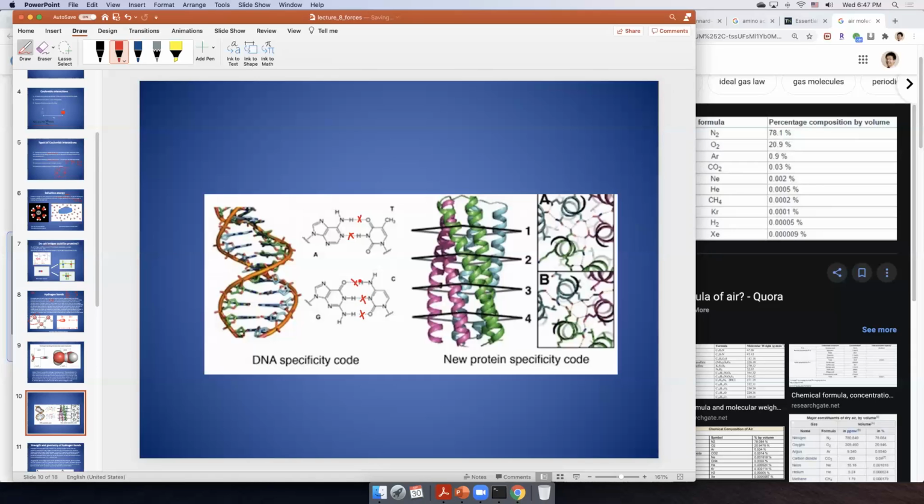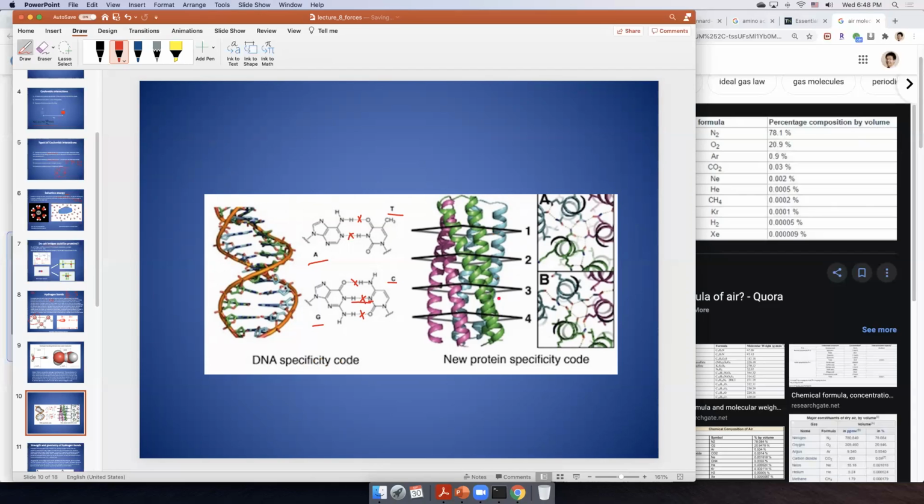By the way, a hydrogen bond is not necessarily formed by oxygen and hydrogen. It can also be formed by hydrogen and nitrogen. So you see in this example, hydrogen and nitrogen can also form a hydrogen bond. So due to the hydrogen bond interaction, the base pairs have to be paired in this way, A-T and C-G in DNA. This is called the DNA specificity code.